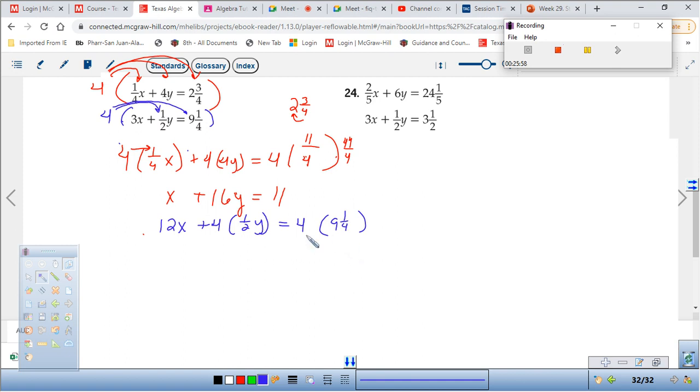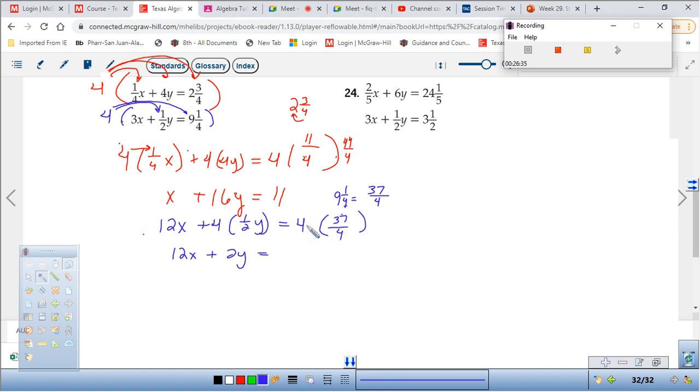So that looks good. And honestly, it looks really good, because I can get half of 4, right? Which is 2. So this one right here gives me 12x. This one gives me half of 4, which is 2y. You know what I'm having problems with is this one here. I need to convert this one, 9 1/4, into an improper fraction. 4 times 9 is 36 plus 1, 37 over 4, all right? So then this becomes 37 over 4.